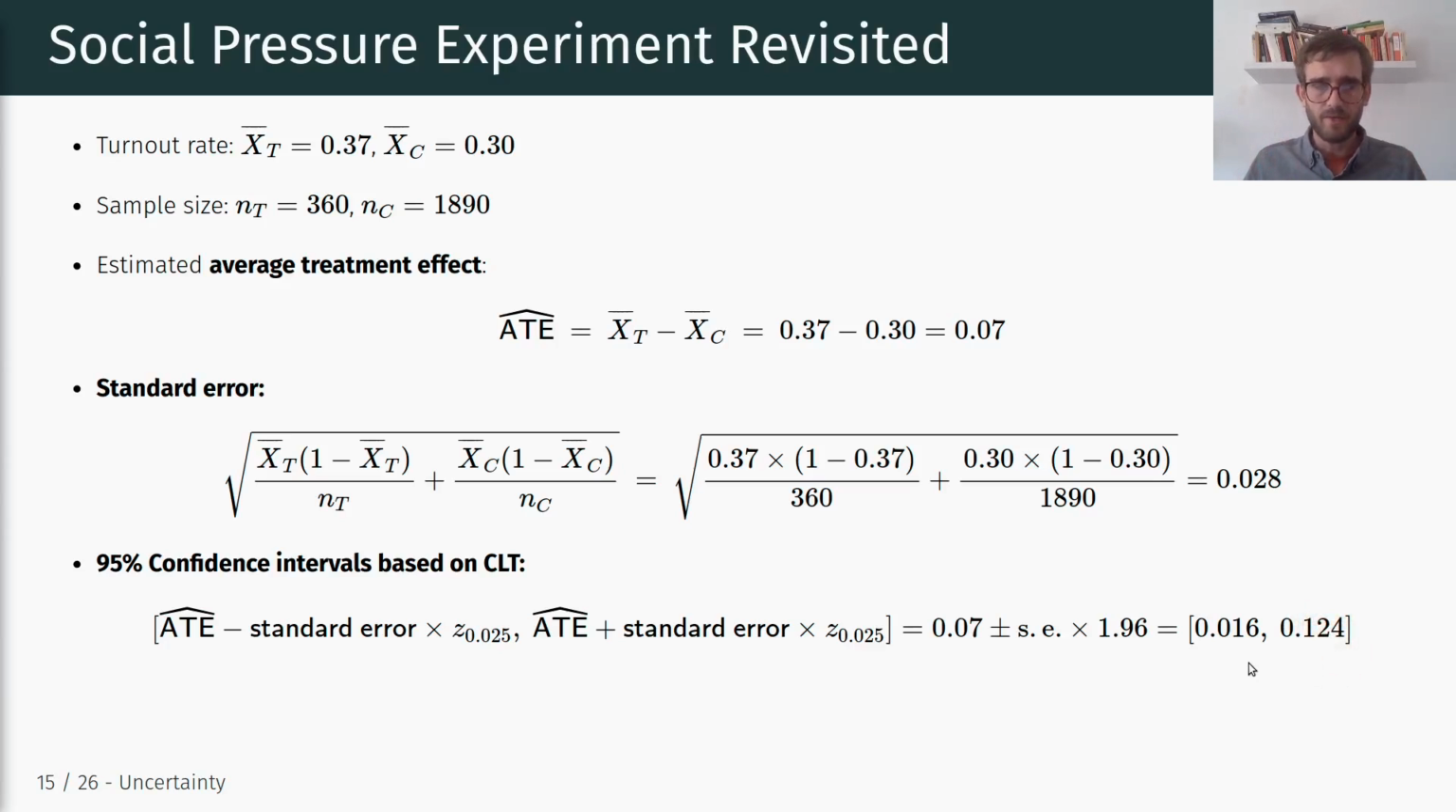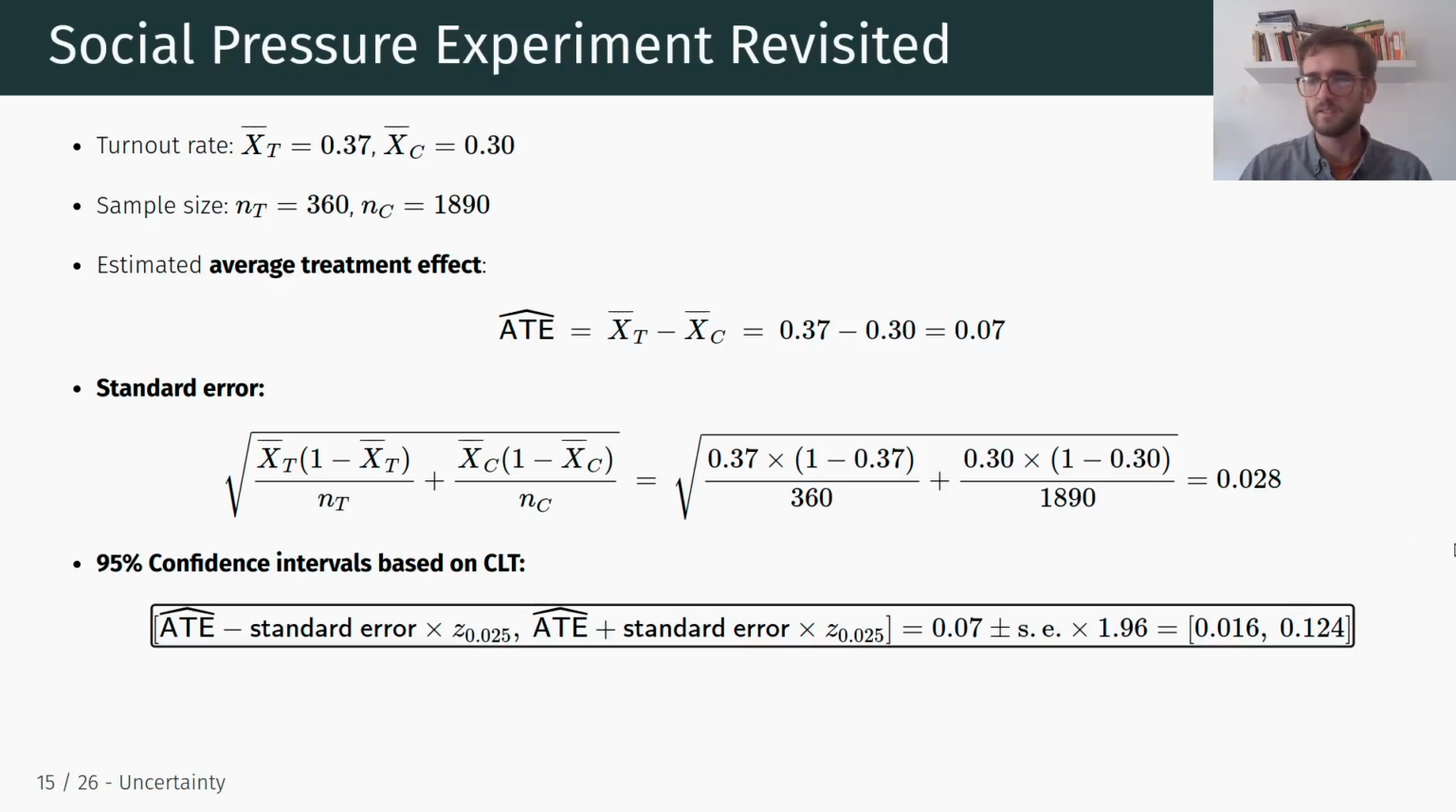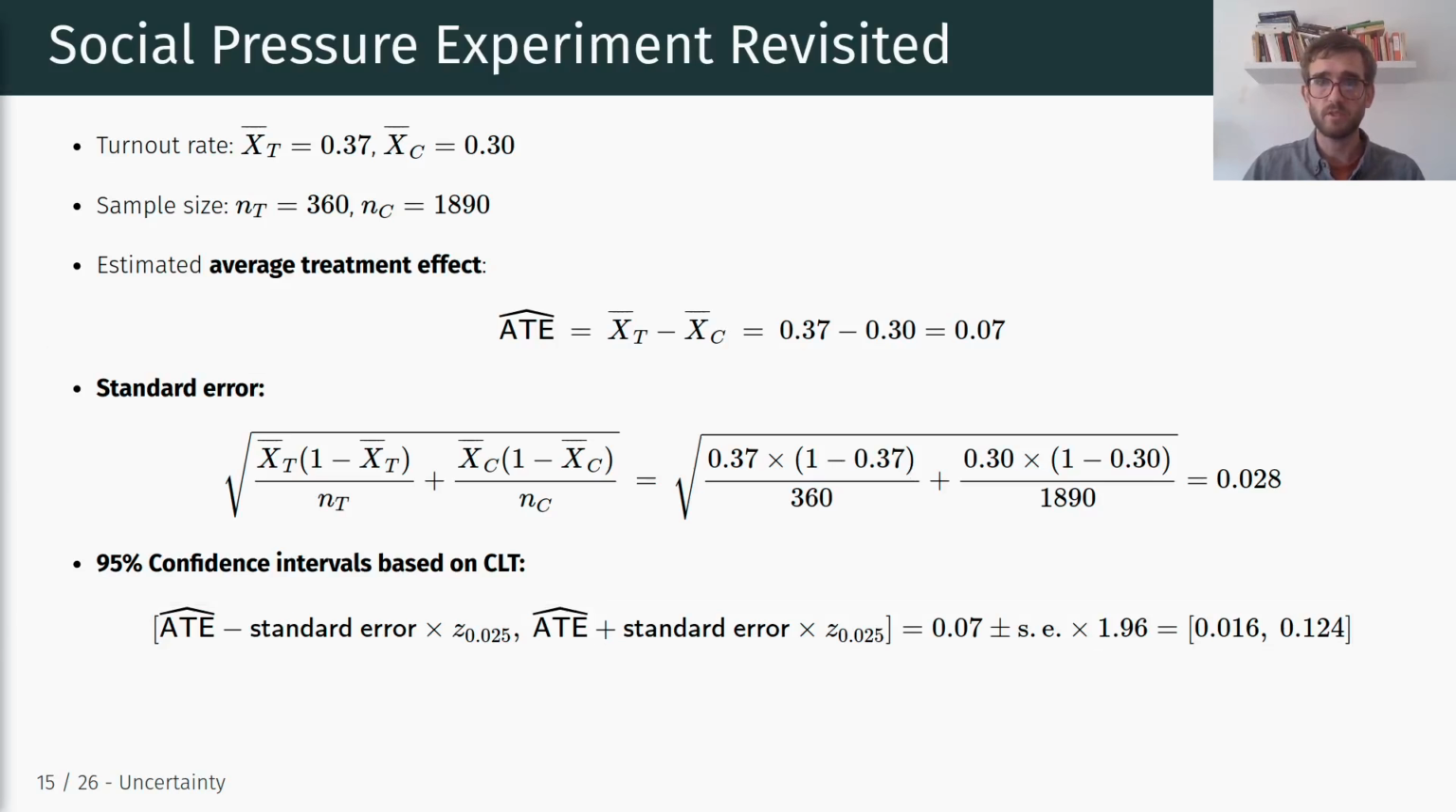So again, 95% of those confidence intervals over repeated sampling procedures would include the true population value. Okay, so given this confidence interval, we can be fairly confident that this average treatment effect is truly larger than 0. This is not just due to chance. This is actually a non-zero causal effect that we estimated here. Okay, so this is the example of the social pressure experiment.